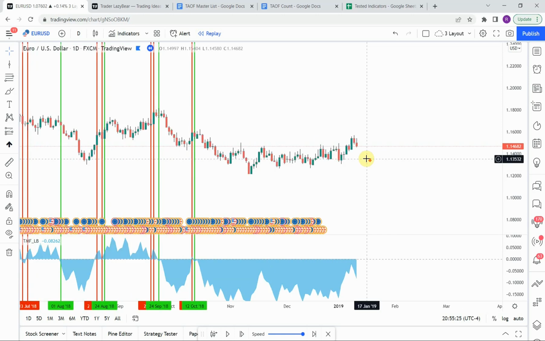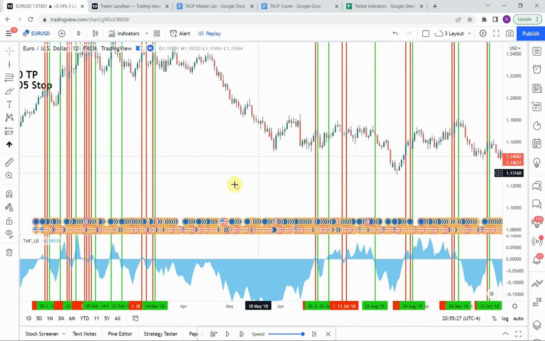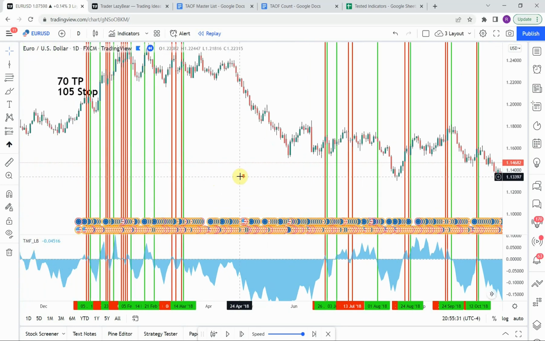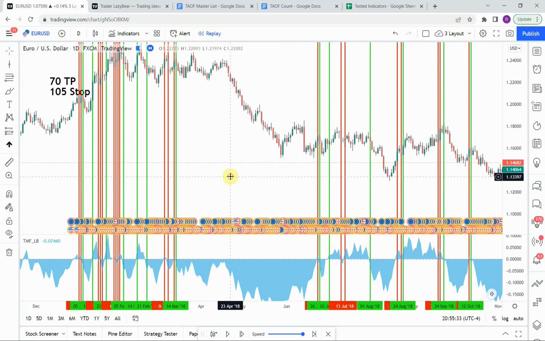All right, so let's go ahead and take a look at our indicator here. Get everything in focus. All right, there we go. Let's go ahead and count it out and see what we have.